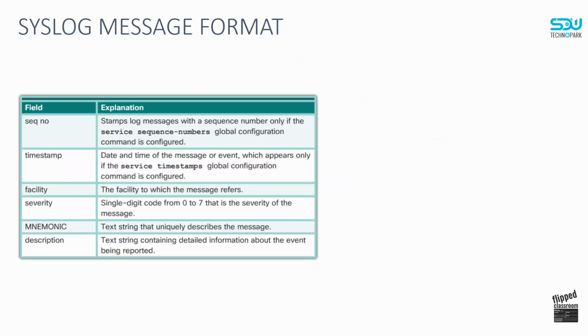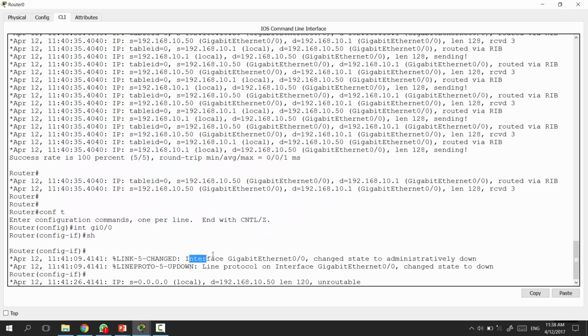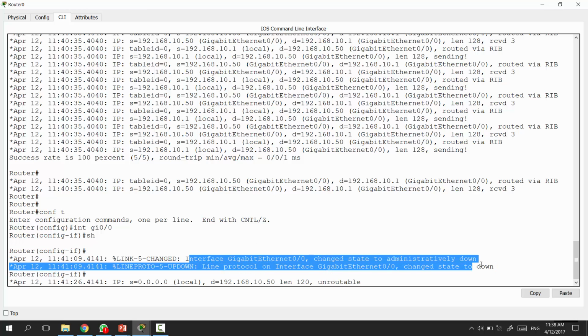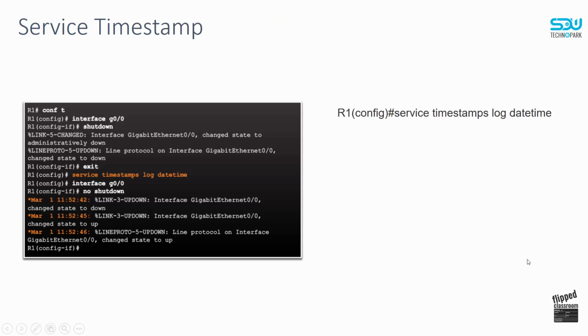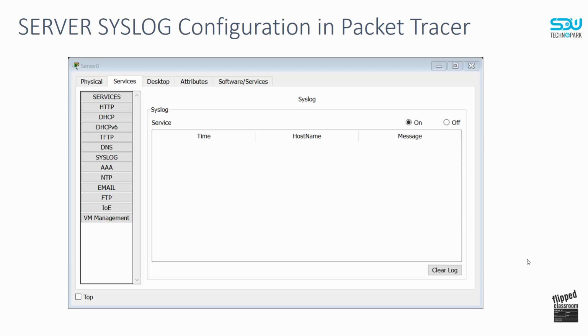Okay, and we also have a string containing detailed information about the event being reported, and here is the event. So it was turned off or turned on and so on. Let's continue. How can we configure the timestamp? We already did it, and we saw the difference between with timestamp and without timestamp. This is how we can configure the syslog service.